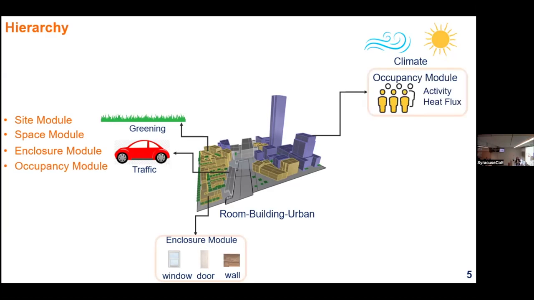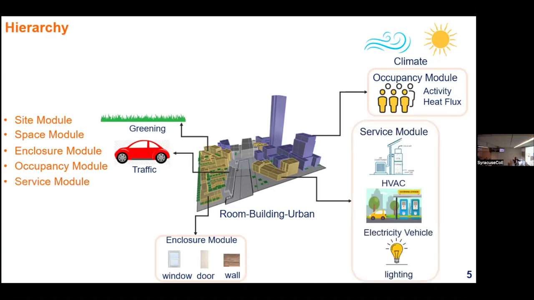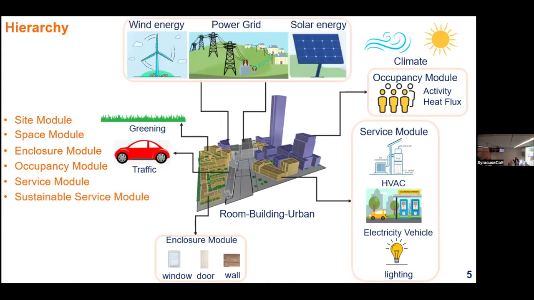And then we also consider the occupants module. It's more related to humans, and for this part we include human activity and human heat flux. And then we also include the surface module. It includes the HVAC system, electric vehicle, lighting, and water system. And the final module that we design is the sustainable surface module. It includes wind energy, power grid, and solar energy. So this is the hierarchy.